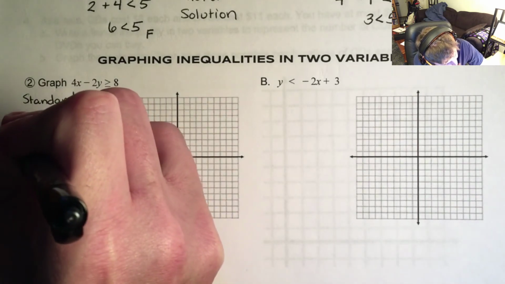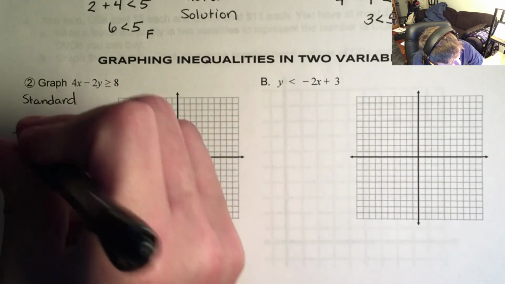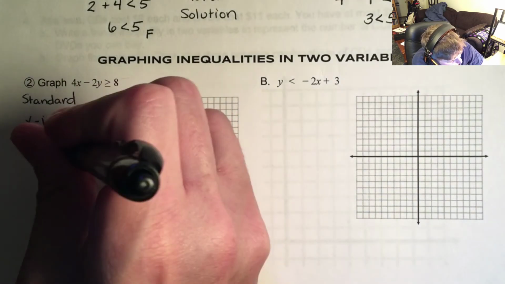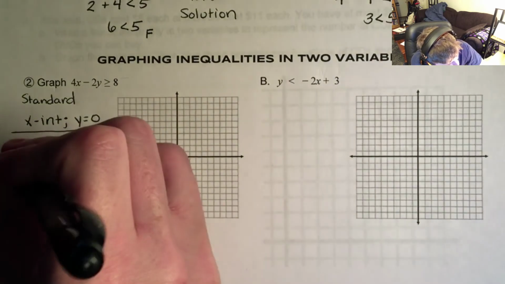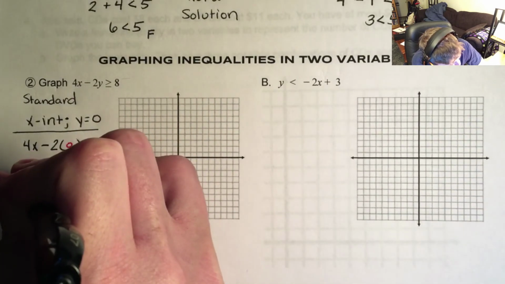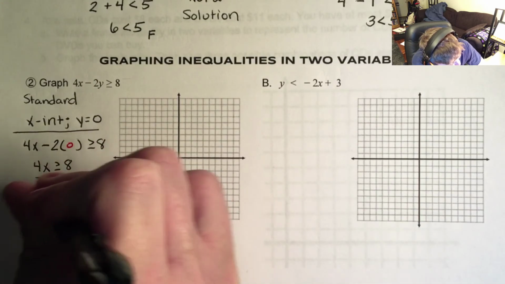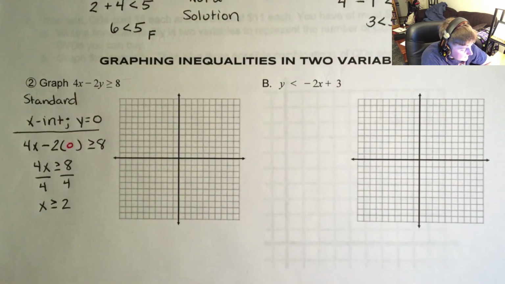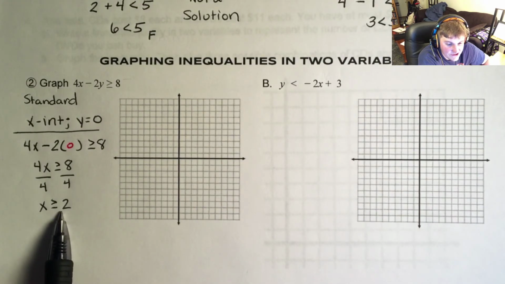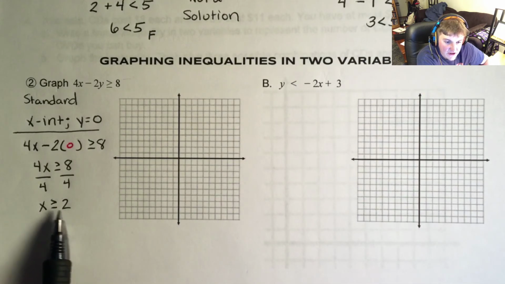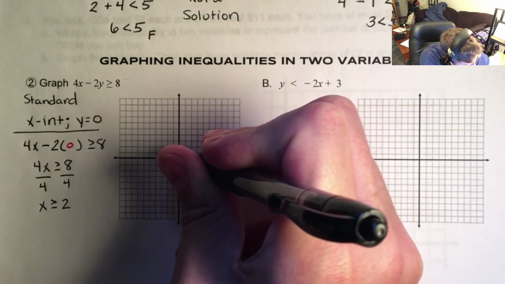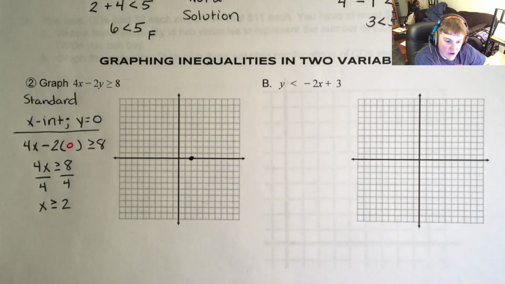So I can go ahead and just solve this problem with the y value of 0. So then this becomes 4x is greater than or equal to 8. Divide by 4. So that means x is greater than or equal to 2. Okay, so what does this mean? This means my graph is really just going to cross the x-axis at 2, even though we have a greater than or equal to sign. This is just where my boundary line is going to cross the x-axis. So 1, 2. Okay, so I have a dot there. That's where my graph is going to cross the x-axis.